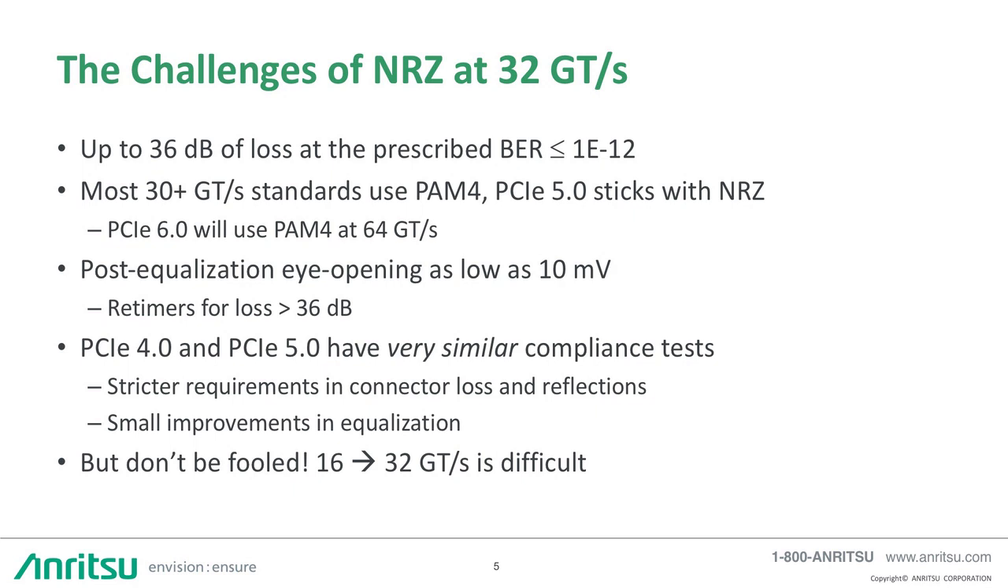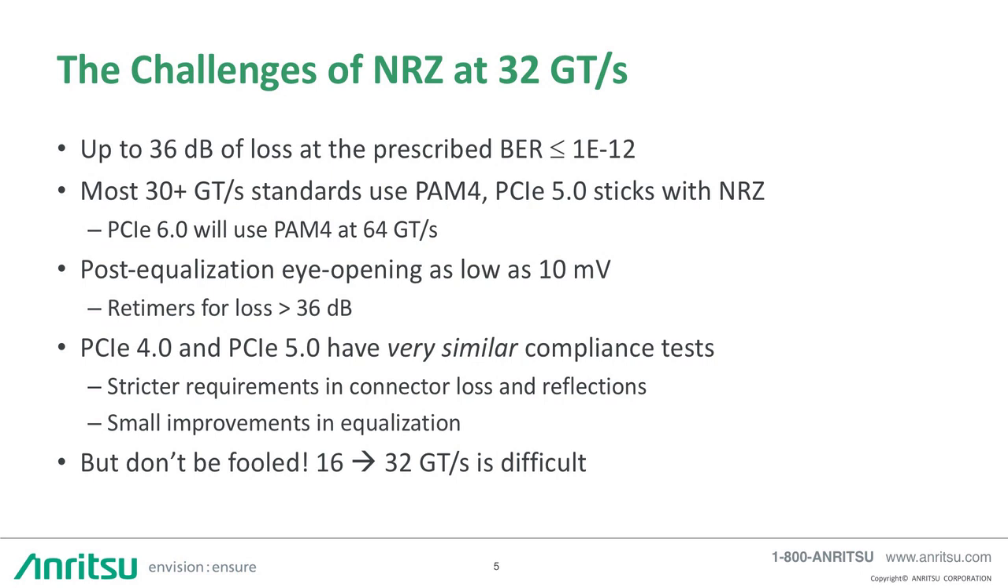The biggest challenge in advancing from PCIe Gen 4 at 16 gigatransfers per second to PCIe Gen 5 at 32 gigatransfers per second is the ability to function with up to 36 decibels of loss at a bit error rate of 1 in 10 to the 12.